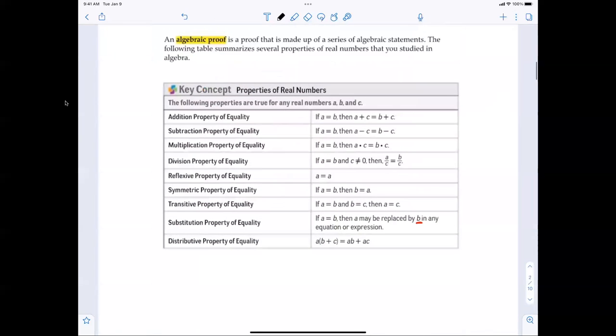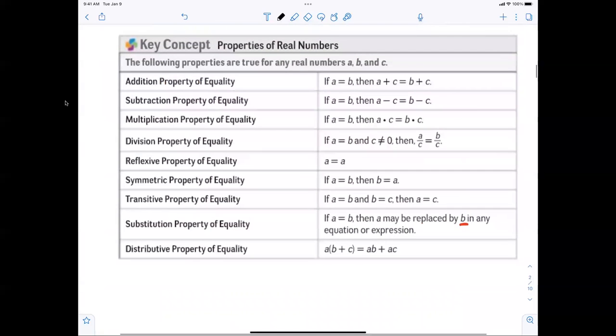today we're going to start off doing some algebraic proofs. Now, this is not something we spent a whole lot of time on last year, but we are going to review some of these, and hopefully you're agreeing with me. This is common sense. These are called the properties of real numbers. If A equals B, and I add the same thing to both sides of the equation, it's still what? It's still equal. It's called the addition property of equality.